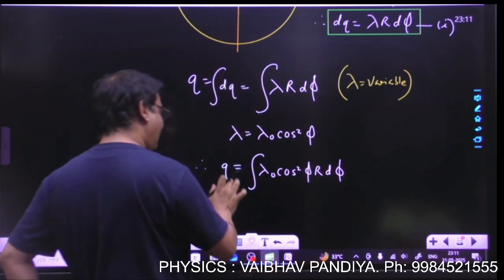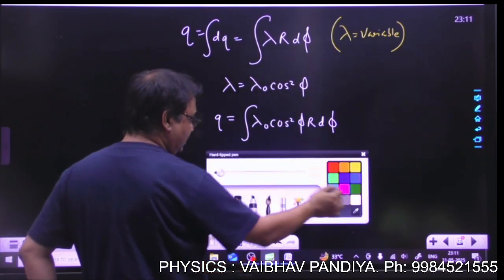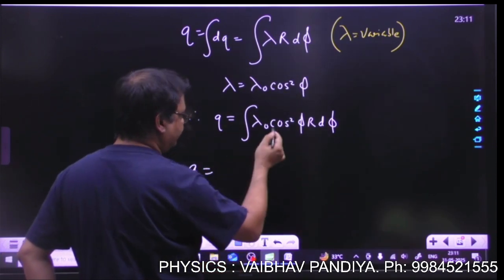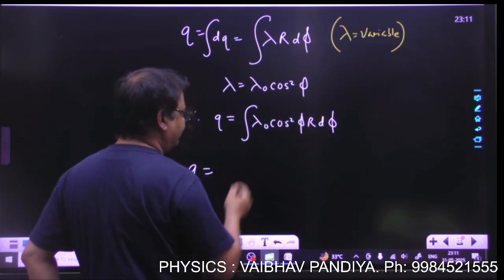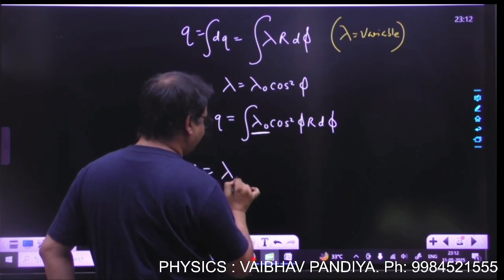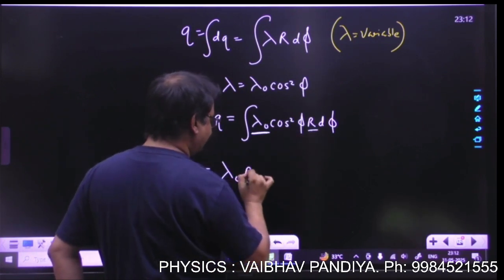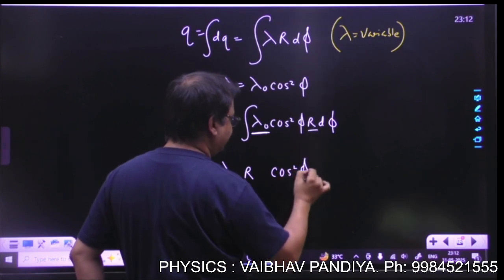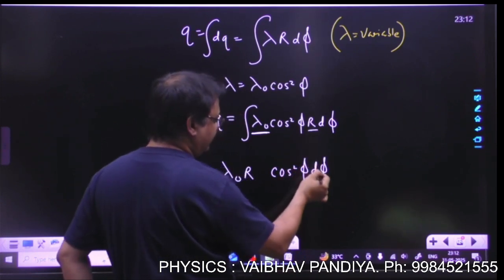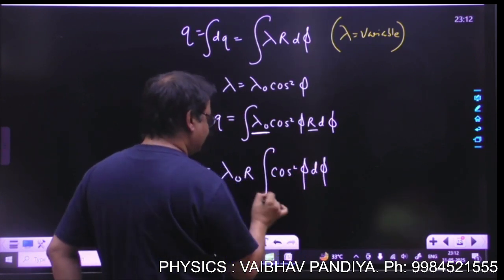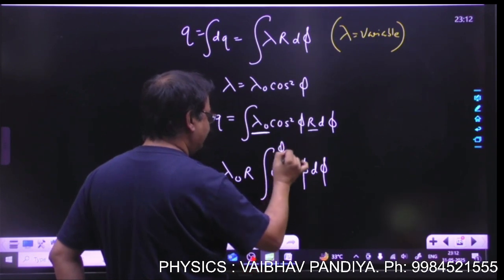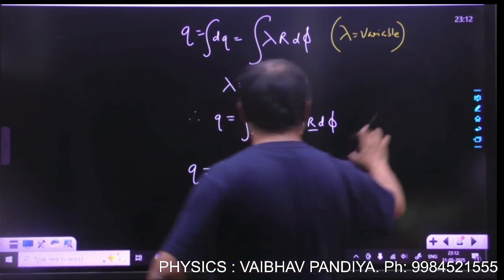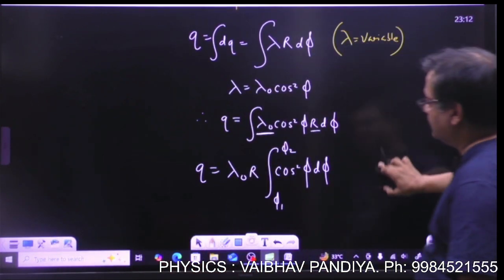Okay, now in these parameters you can judge easily which parameters can be taken out of the integral. So lambda naught is a constant, r is a constant, of course phi is not a constant, phi is the azimuth angle which is changing continuously on the ring, and it is integrated with respect to phi. So now we can put the limits of phi 1 to phi 2. Now what do you think, what will be the limits of the azimuth angle?